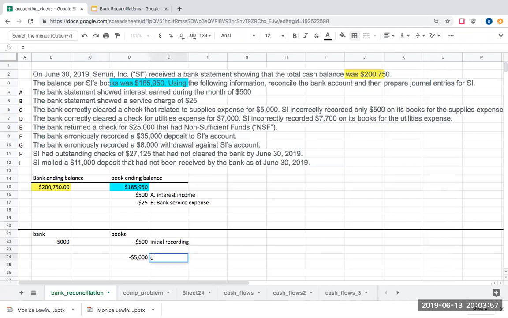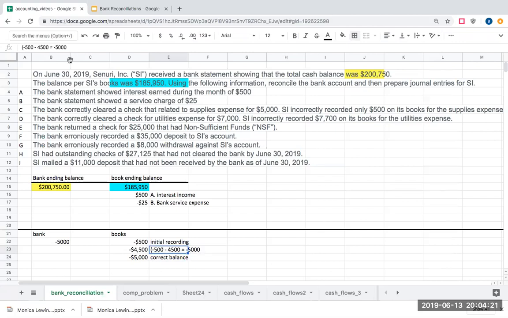So how do I get from what I recorded on the books to the correct balance? Well, here I'm going to need a $4,500 amount. So this is going to be 500 minus 4,500, which is equal to negative 5,000.